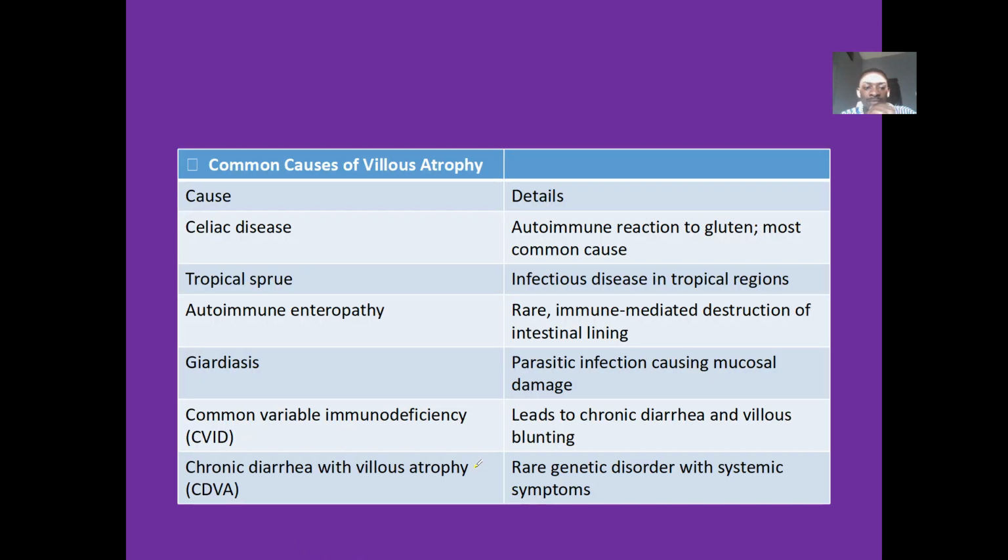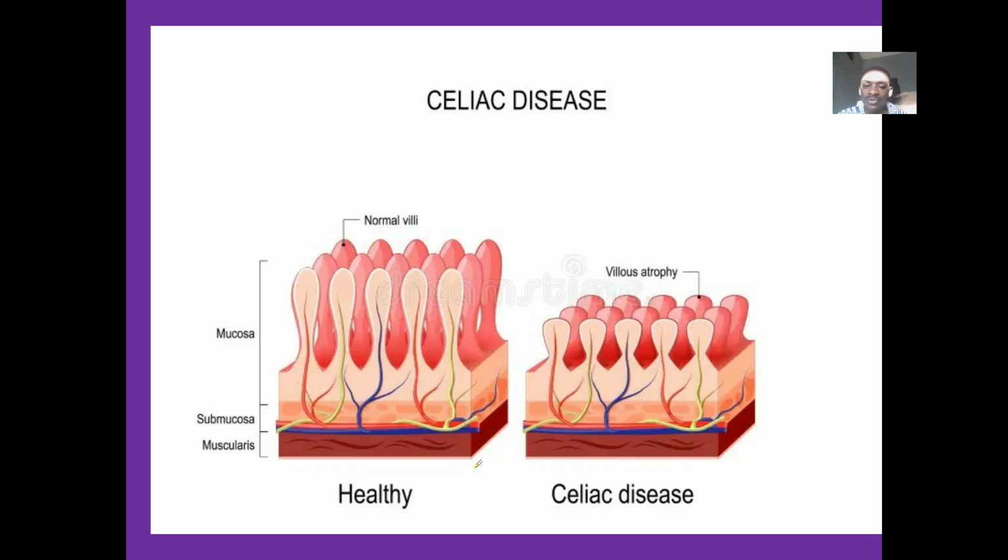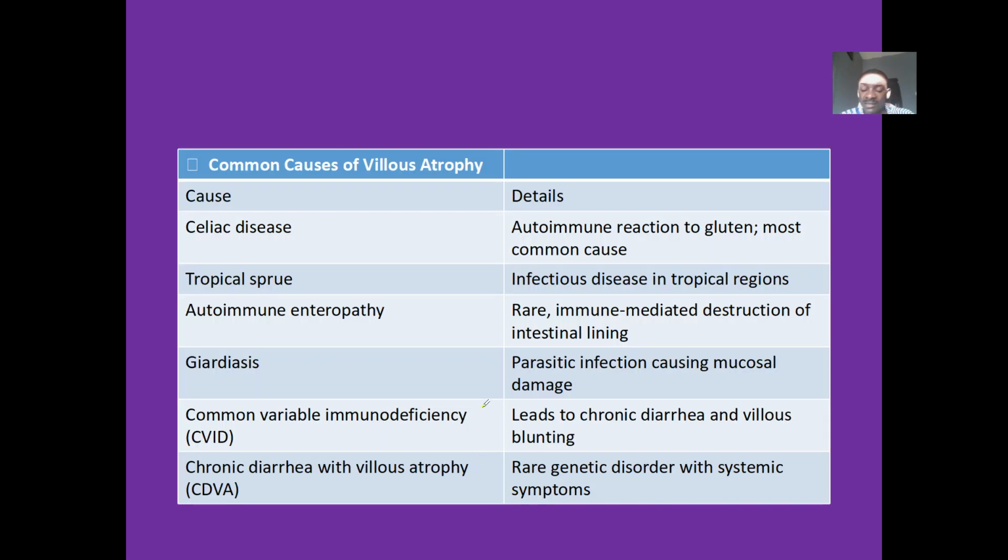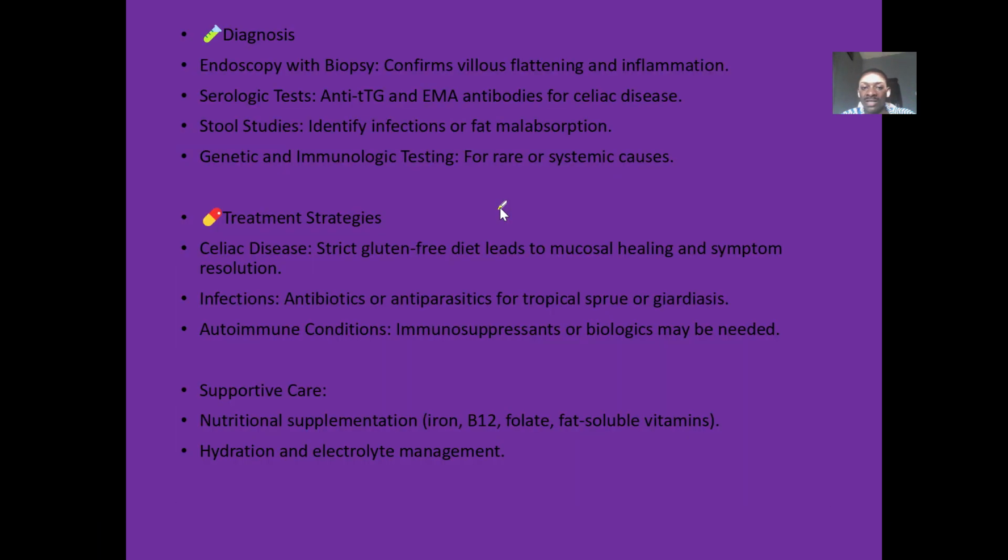So what could cause the villi to atrophy? Celiac disease, tropical sprue, autoimmune enteropathy, giardiasis, common variable immunodeficiency, chronic diarrhea with villous atrophy. So all of these are culprits.